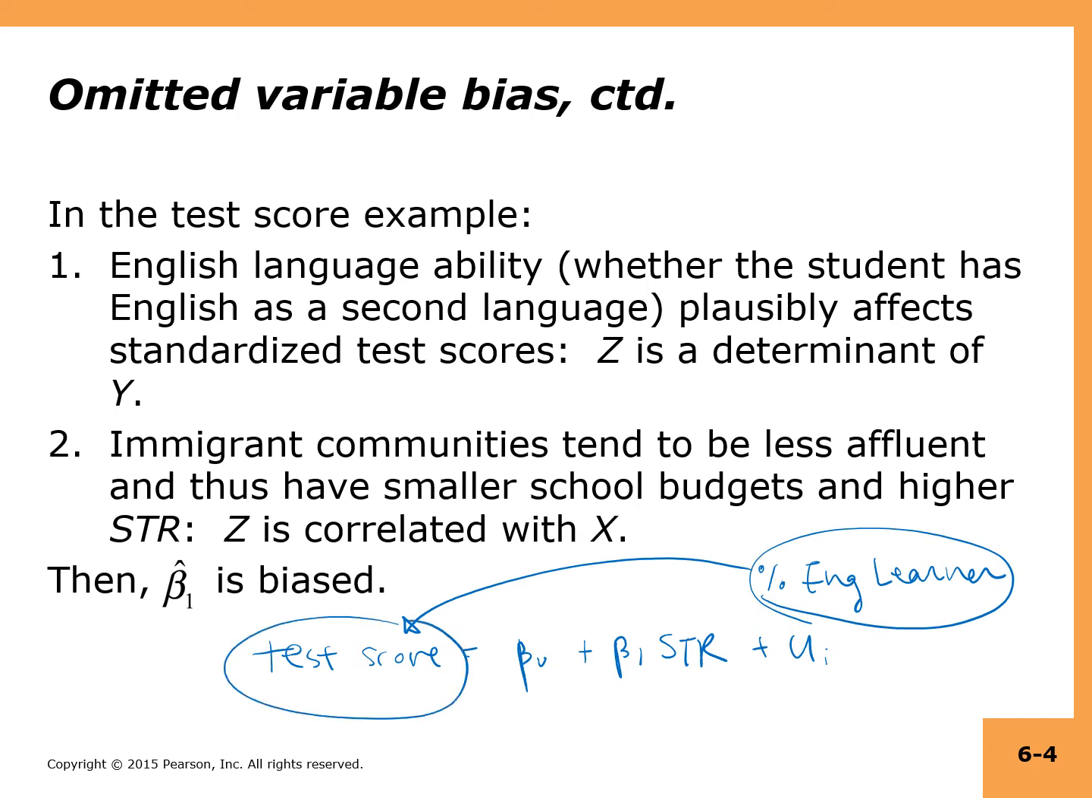Also, if there's a high percentage of English learners, it could mean that there's also a high student-to-teacher ratio, because immigrant communities with a higher percentage of English learners can be poorer, meaning that they also have a lower school budget and a higher student-to-teacher ratio. So the omitted variable and the regressor that's already included in the model are correlated. So since the two conditions for omitted variable bias are satisfied, we can say that in this case there is an omitted variable bias, and hence when we estimate beta 1, beta hat 1 would be biased.